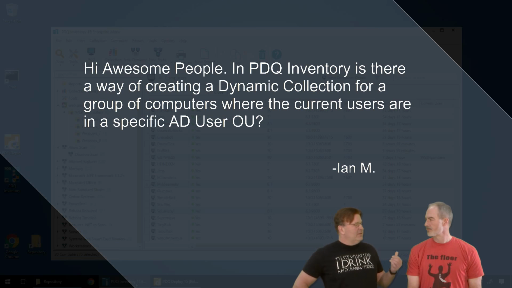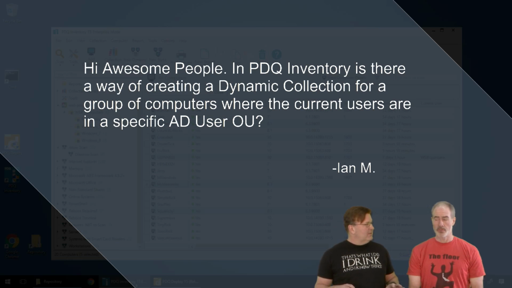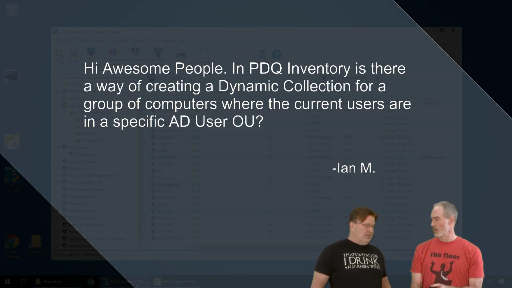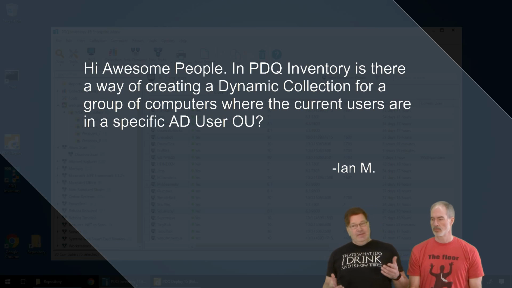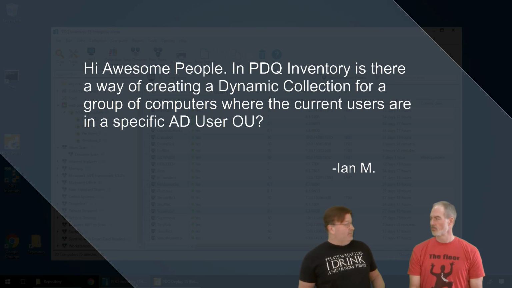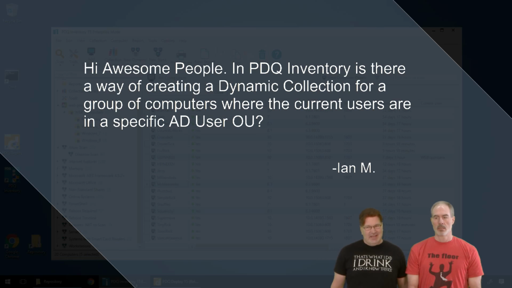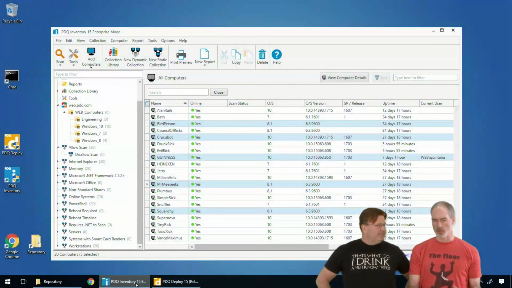So we collect computer information, not necessarily user information. We'll collect current users and things like that, but we don't actually collect Active Directory users. So I've got the last login on a computer, but that doesn't associate with an OU. No. I guess that's the way to say it, just because we don't collect the Active Directory user information, the OUs that users are part of.